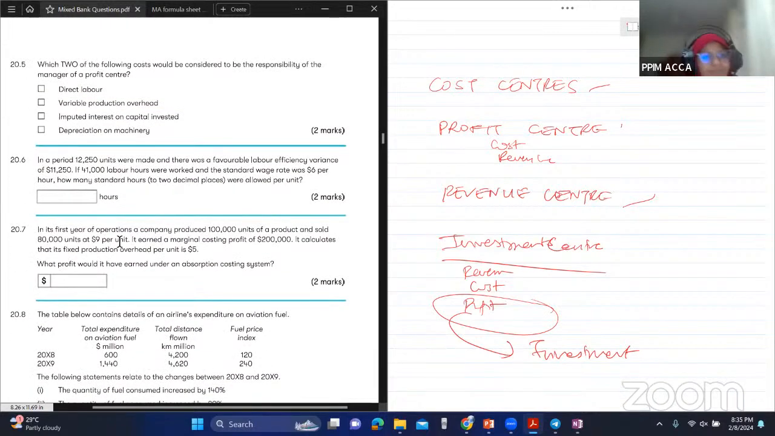20.6. Now, this is an area that a lot of people have problems with. It's called variance analysis. Okay. So, it's saying here, in a period, 12,250 units were made, and there was a favorable labor efficiency variance of 11,250. Okay. If 41,000 labor hours were worked and the standard wage rate was 6 per hour, how many standard hours were allowed per unit? Okay.